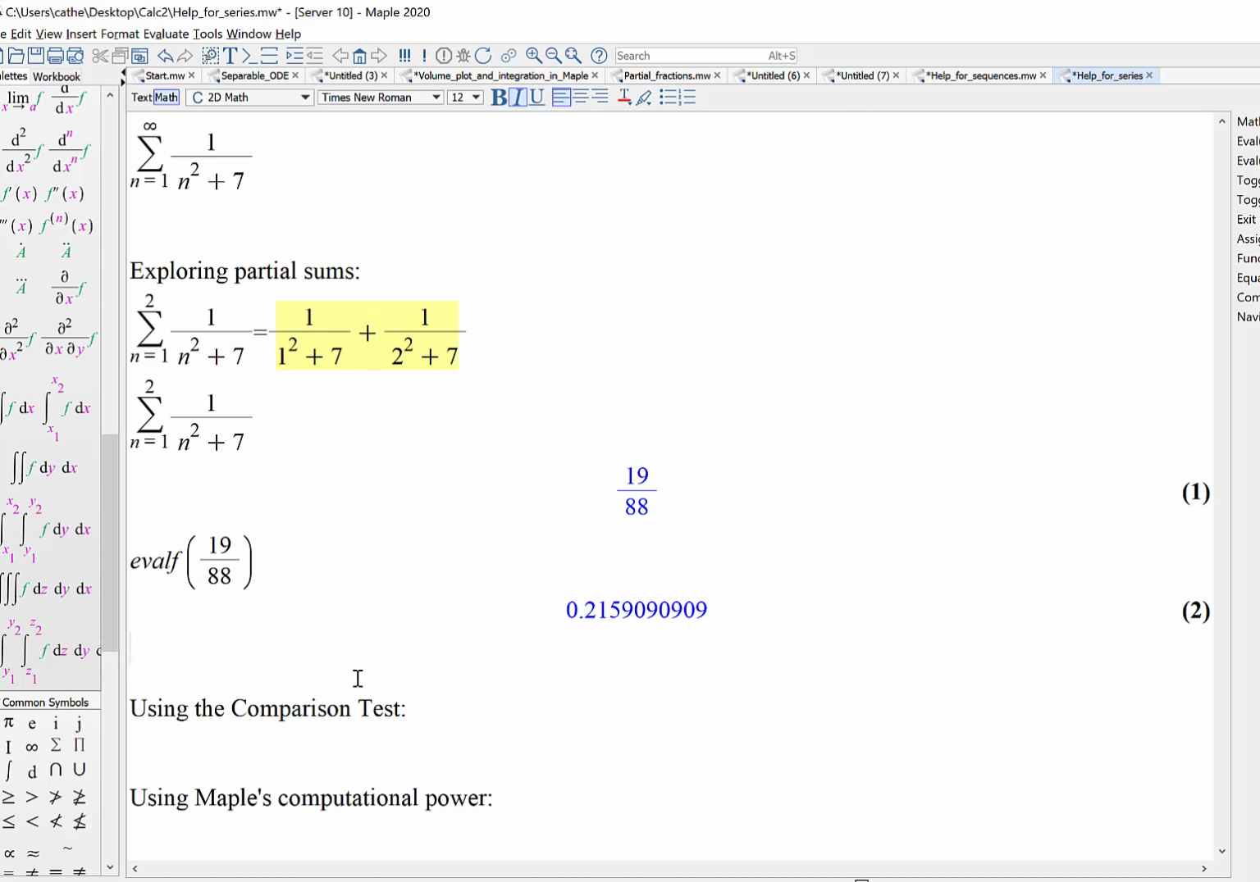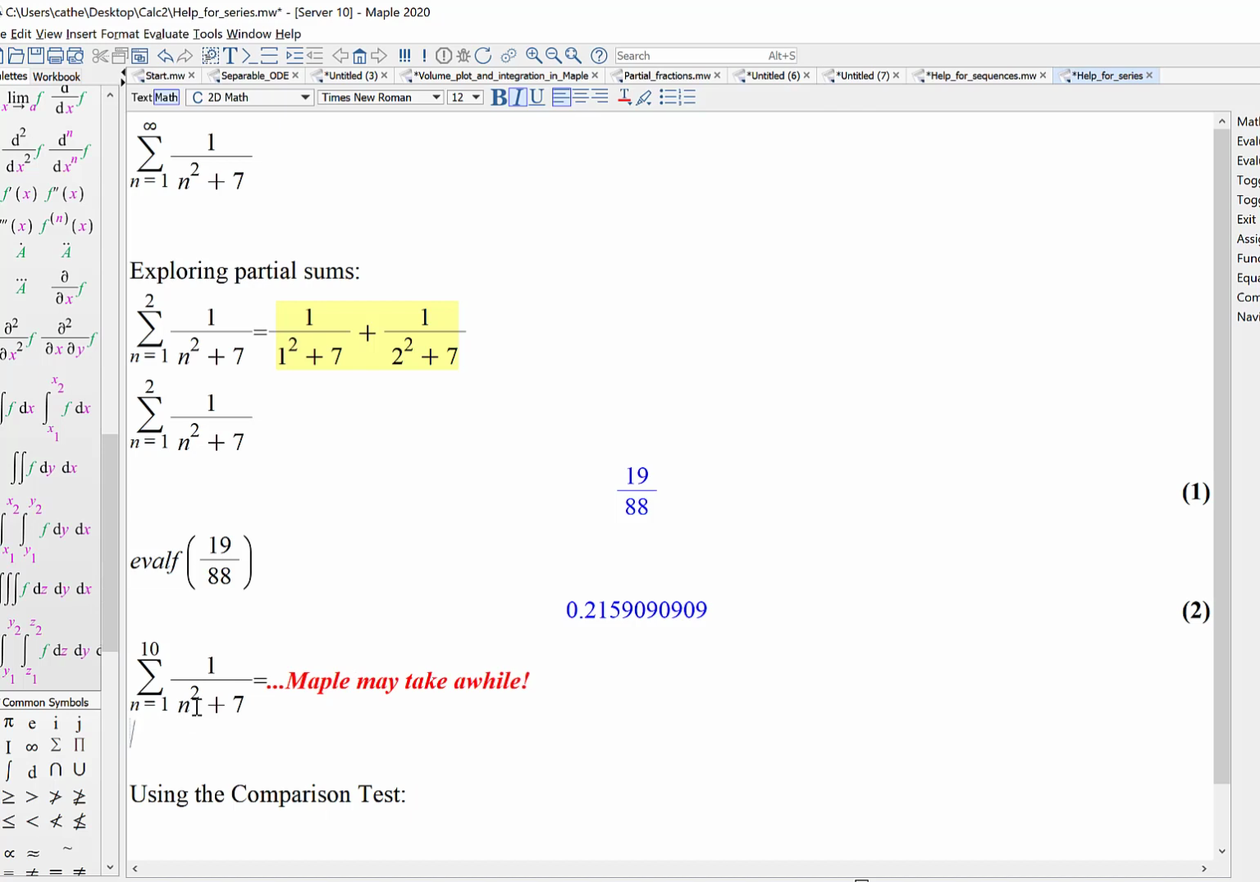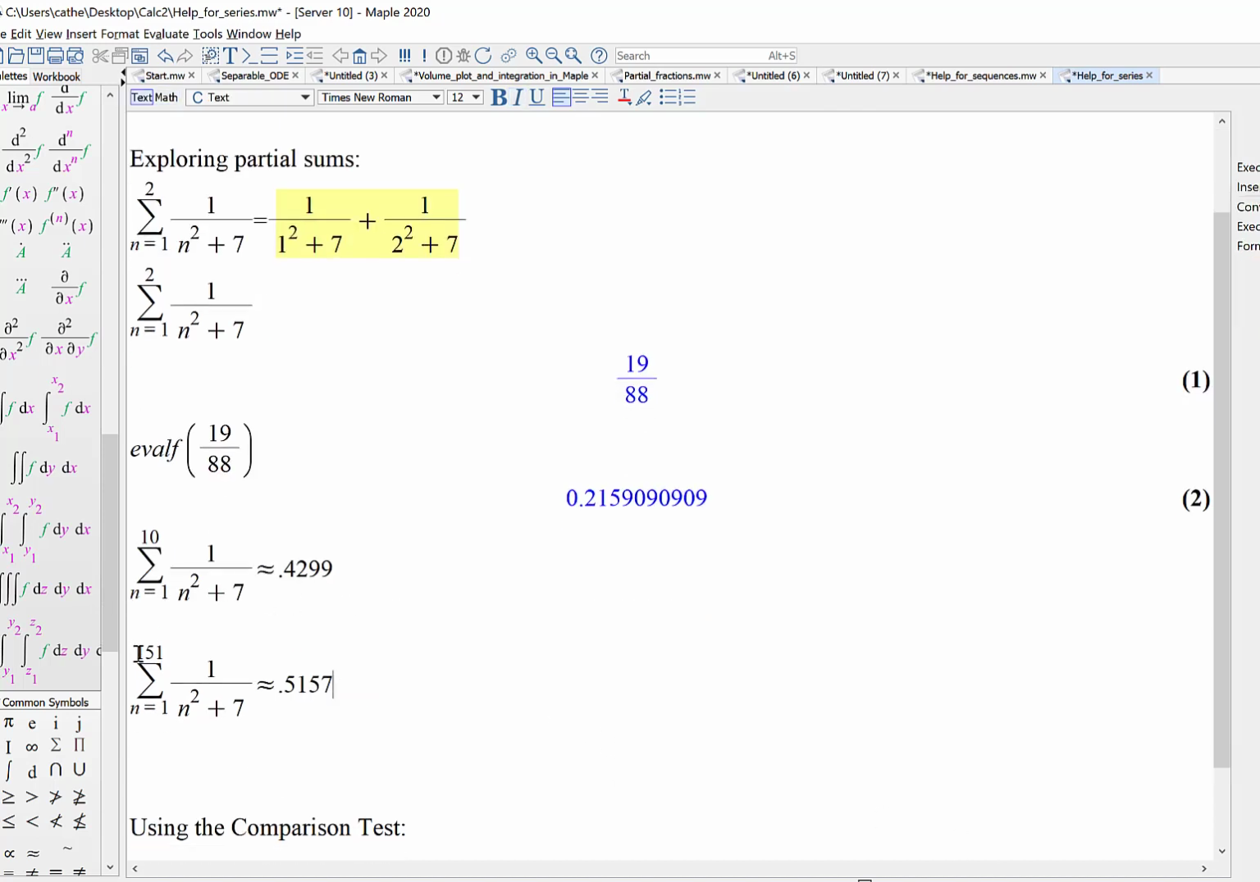Now we could keep playing this game. We could ask Maple to give us the first 10 terms and add them up. It will take a while. I've gone over and done that. You could keep going. You could take 151 terms. I just chose that number because it was big. And you would find that this partial sum is about 0.5157.